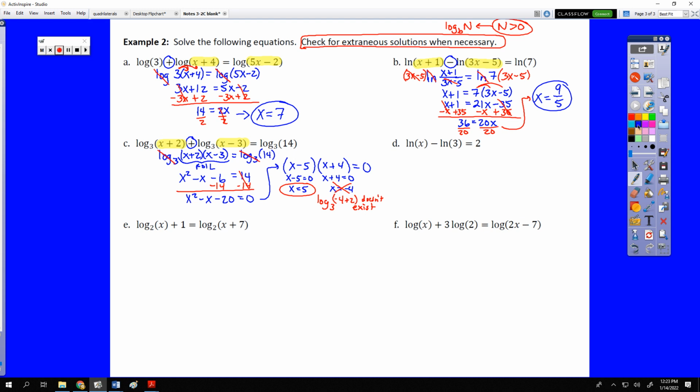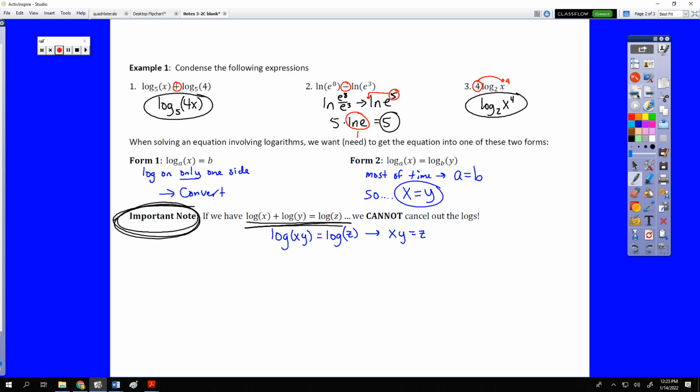We have a negative sign in between those two logarithms, which means we can combine them into a fraction. Natural log of x over 3 equals 2. Now this is where this problem is different from the others, because there's only one logarithm here. Well, we discussed right before we started this section how when we only have a logarithm on one side, we are going to convert into exponential form.